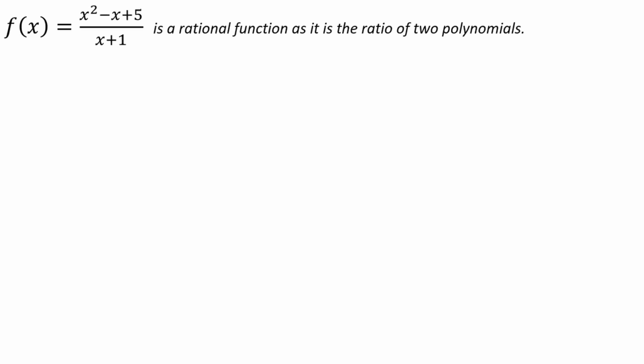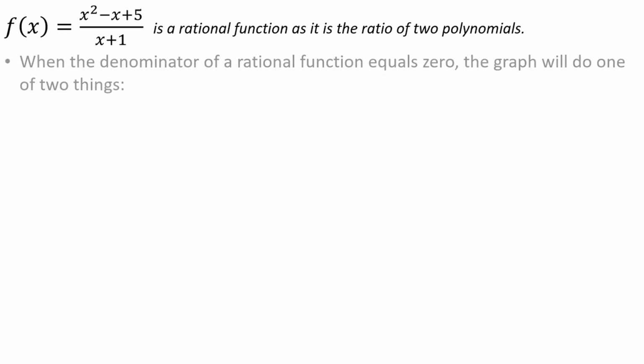Welcome, my friends. Recall that a rational function is just the ratio of two polynomials. For example, f of x is equal to x squared minus x plus 5 divided by x plus 1 is a rational function. As rational functions are fractions, the denominator cannot equal 0, but when the denominator does equal 0, the graph will do one of two special things.